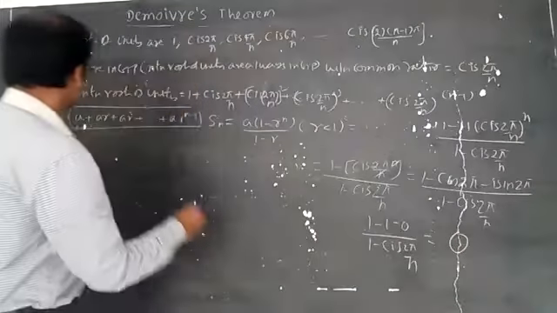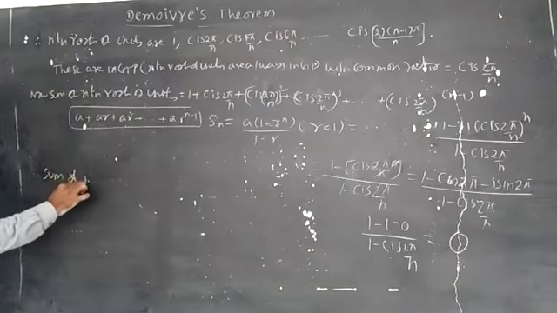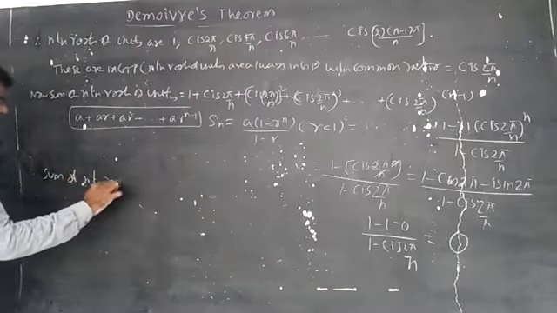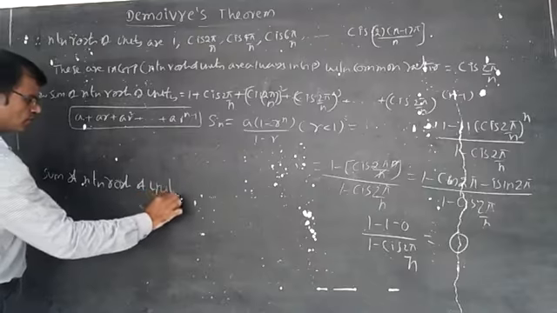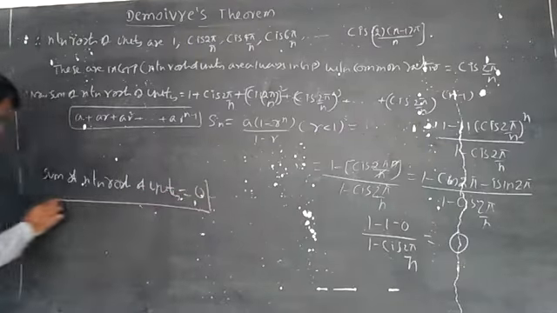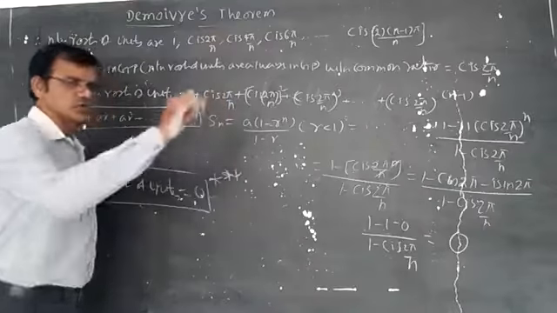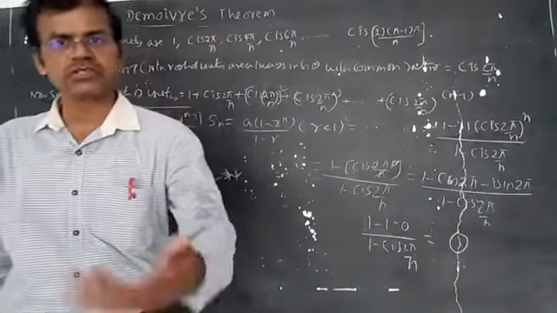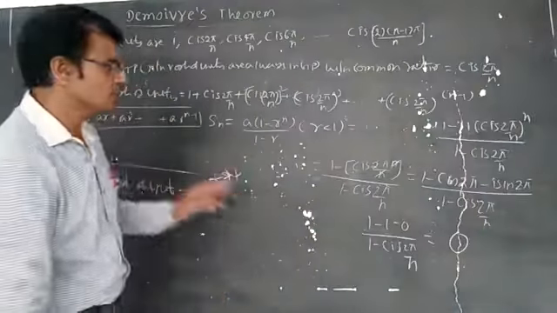So you need to remember that the sum of nth roots of unity is equal to 0. Very important. You take any roots: 3 roots, sum 0; 4 roots, sum 0; 5 roots, sum 0; 10 roots, sum 0; anything, 0.